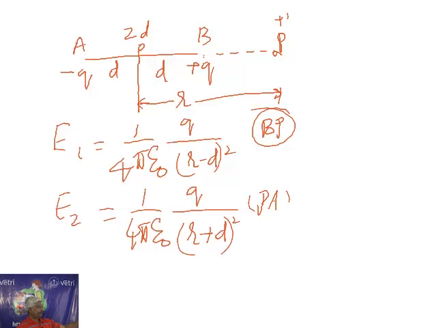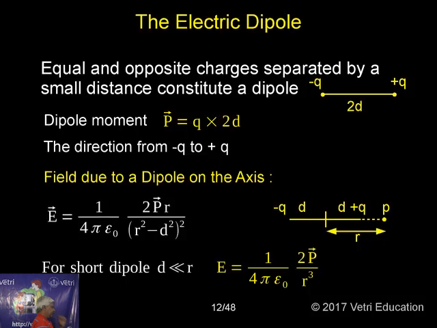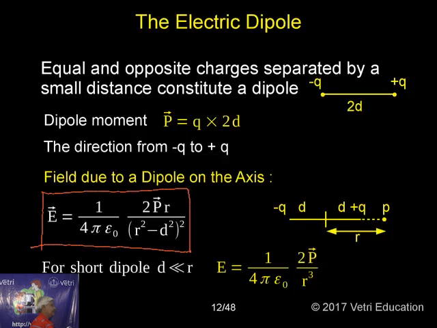If we subtract, 1 by 4 pi epsilon naught Q, or Q by 4 pi epsilon naught, is a constant, times 1 by (R minus D) whole square minus 1 by (R plus D) whole square. We have to take the LCM and everything. We can get the final solution as E is equal to 1 by 4 pi epsilon naught, 2PR by (R square minus D square) the whole square. You have to remember this important formula for solving problems.